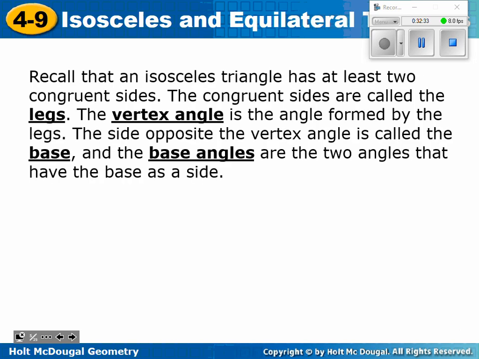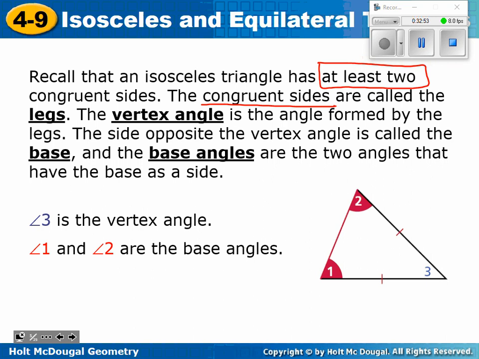We'll start with them. We're recalling or talking about isosceles triangles today and equilateral triangles. So starting with isosceles, remember that it has at least 2 congruent sides. And we call those congruent sides the legs. So when you have an isosceles triangle, the 2 sides that are congruent are called the legs. So in this case, this would be a leg, this would be a leg, and then they call the other side the base. So that's another one of our vocab words here. The side opposite the vertex angle is called the base.